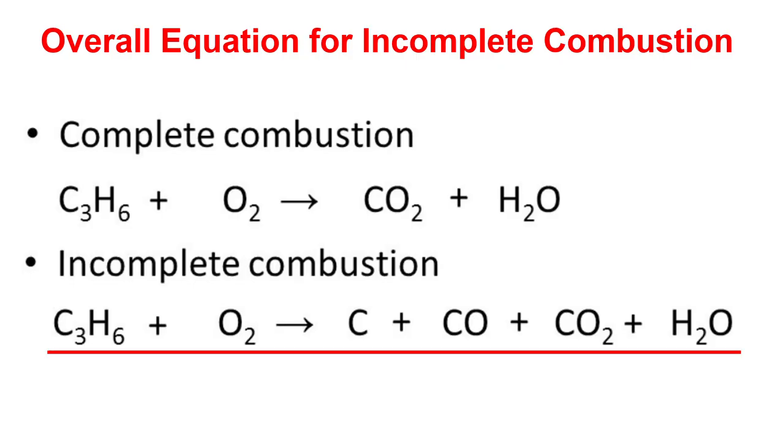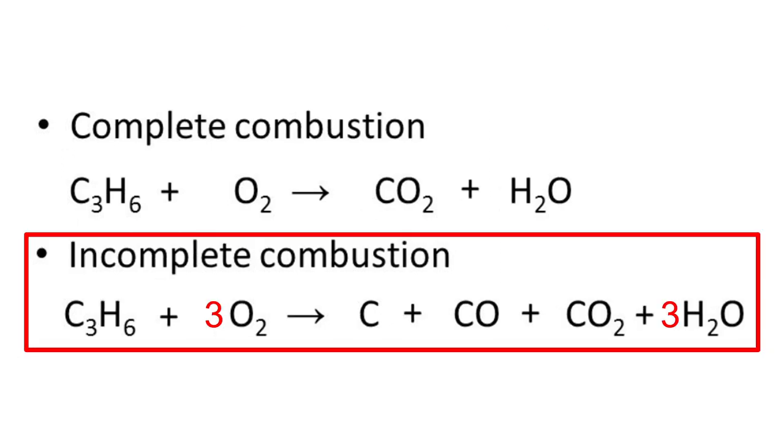So overall, you know the equation of complete combustion from the previous video. Here's the equation of incomplete combustion, where I have pentene here, and with oxygen I can either get carbon monoxide, carbon dioxide, and I always get water. But this equation is not balanced. Here's the balanced equation, where they all add up perfectly.